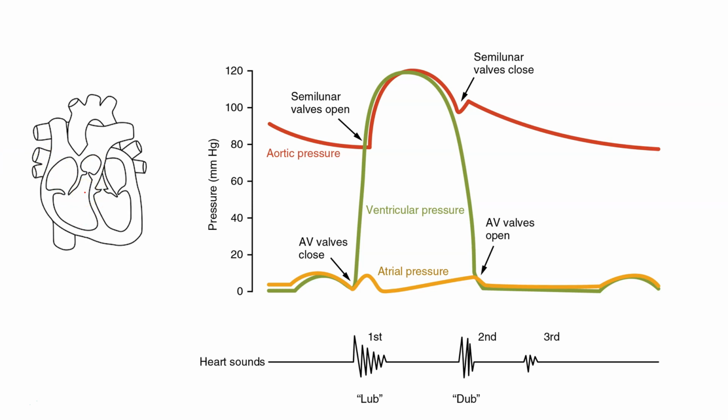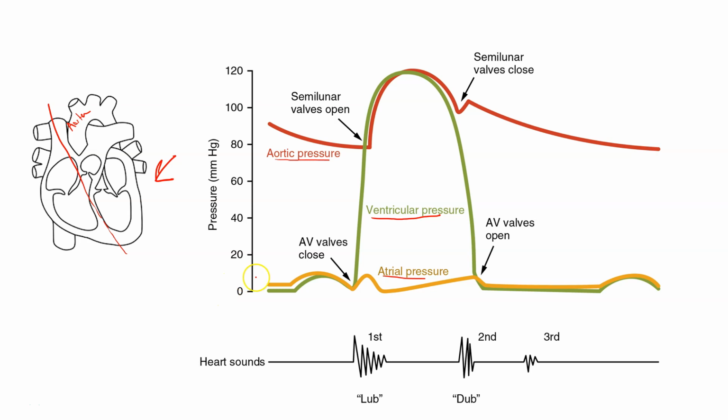What we're seeing in this graph is a pressure tracing of the atria and the ventricles in the left side of the heart specifically. This will be a similar story in the right side of the heart, just the pressures might be a little different. So here, whatever this color would be, orangish I guess, represents the atrial pressure. Green represents the ventricular pressure, and then the red represents the pressure that's in the aorta. So that would be right here.